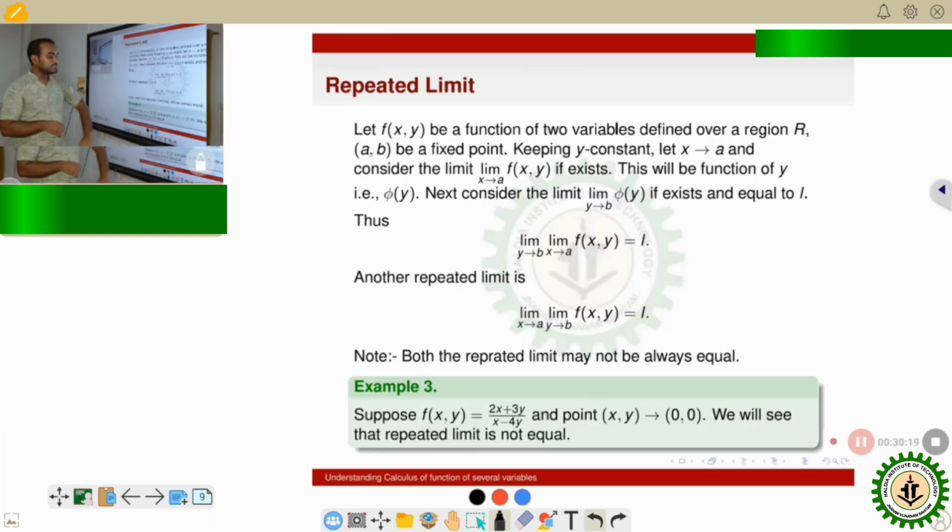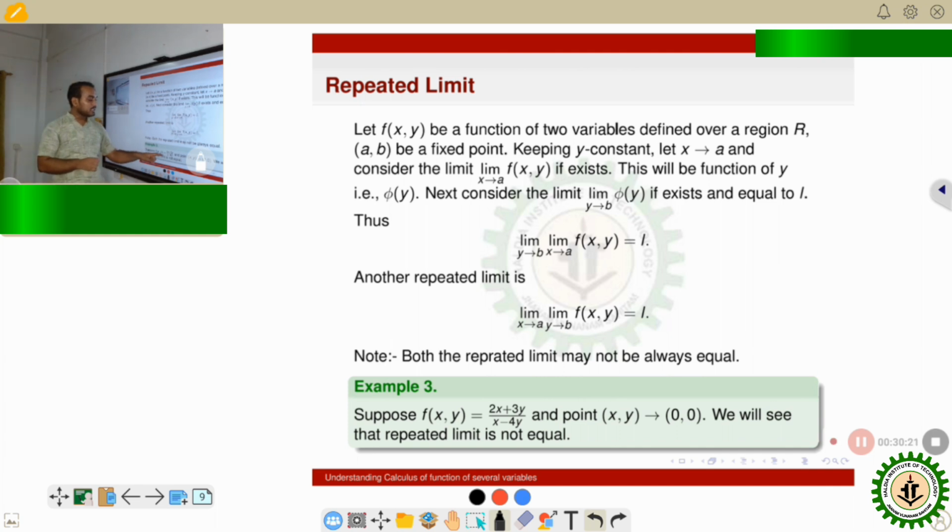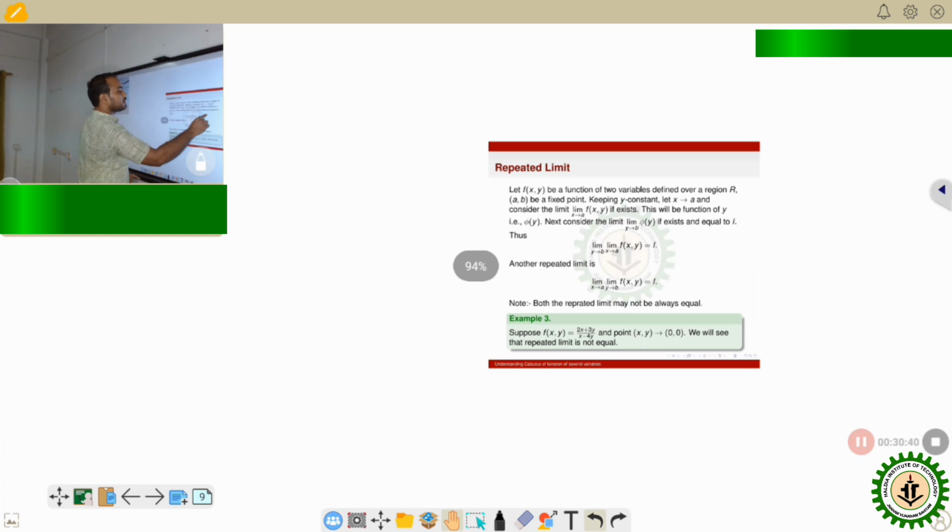Suppose this is the required example. f(x,y) is basically (2x plus 3y) divided by (x minus 4y), and the point is approaching the origin (0, 0). So we are trying to show that the repeated limits are not equal. So for that, what we have to do? We have to do some calculation of the basic thing.